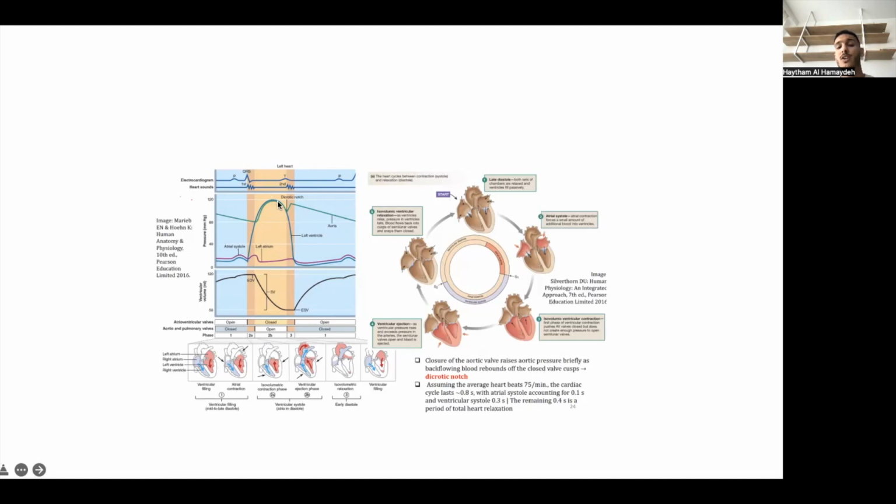Now we're starting to decrease. Why? Because now the aortic valve is getting closed. That's the dicrotic notch. It's closing because we don't want blood to move back from the aortic or pulmonary circulations into the ventricles, because the ventricles just contracted and are starting to relax. So this is the drop right here.